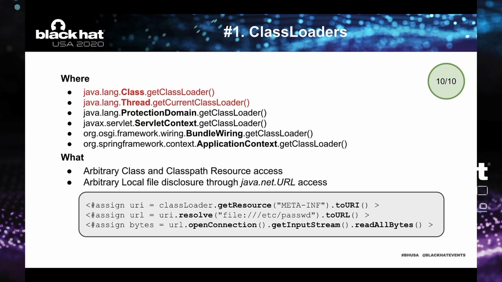This is normally available through the class object, but since that one is normally blocked, you can still get access to it through either the protection domain or servlet context, which are normally not blocked. Once we get access to a class loader, we can obviously load arbitrary classes or class path resources from that class loader, but we can also read any arbitrary file from the file system by accessing a URL object and then pointing the underlying URI to our arbitrary file and then opening a connection and reading the bytes from that connection.